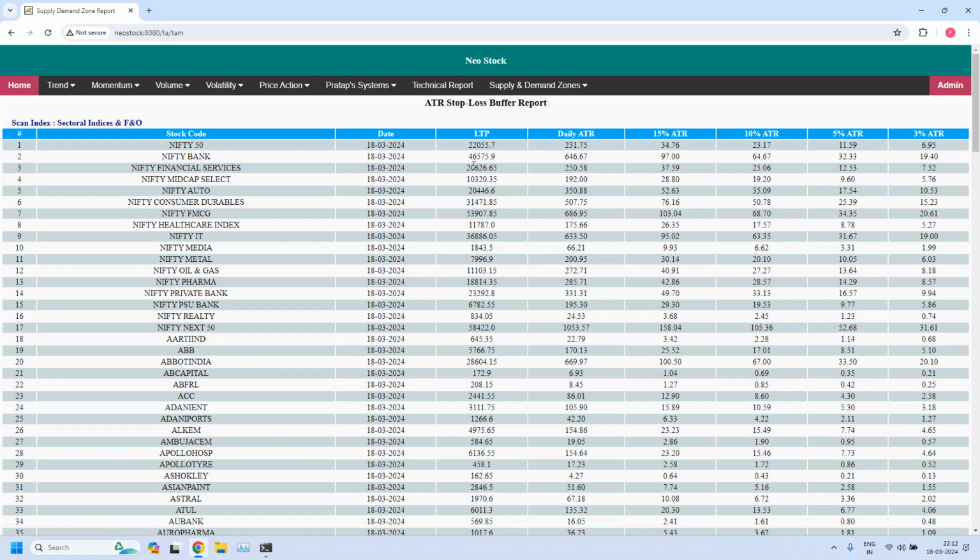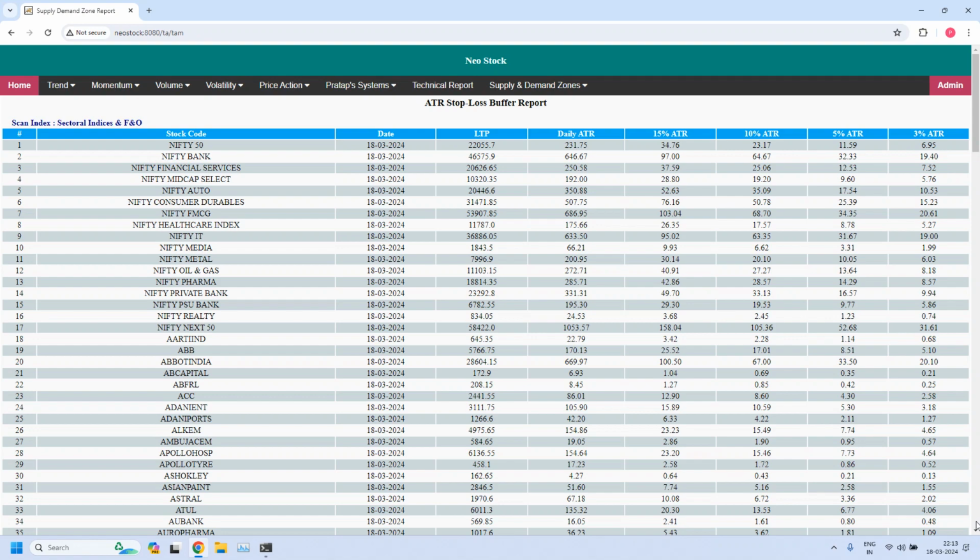So here we have the stock code, the current date, the last traded price on this date, and the daily ATR for this date. And I calculated 15% ATR, 10% ATR, 5% ATR, and 3% ATR. If anybody wants to use a 2% ATR instead of 3% ATR, you can manually calculate because the daily ATR is available. Just calculate 2% of that value. This is for those who don't want to use 3% but want to use only 2% for hourly income trade.